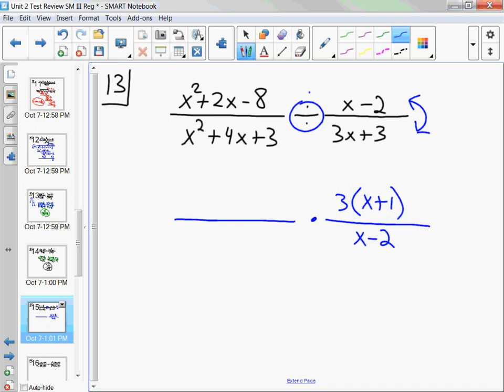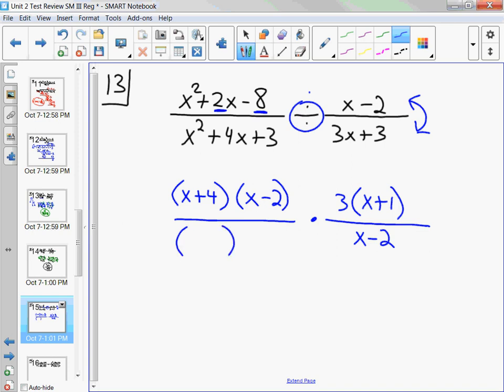Okay, over on the left side, I'm looking for two numbers I can multiply together and get negative 8, so that when I add them together, I get positive 2. And I can say that 4 and negative 2 will work for that. Negative 2 times 4 is negative 8, and negative 2 plus 4 is a positive 2.